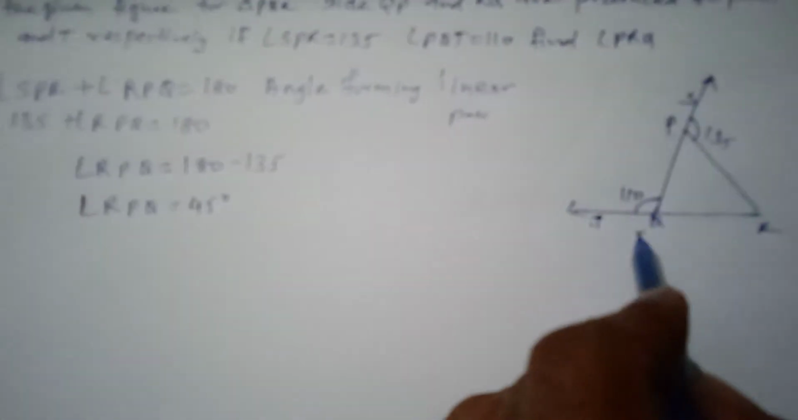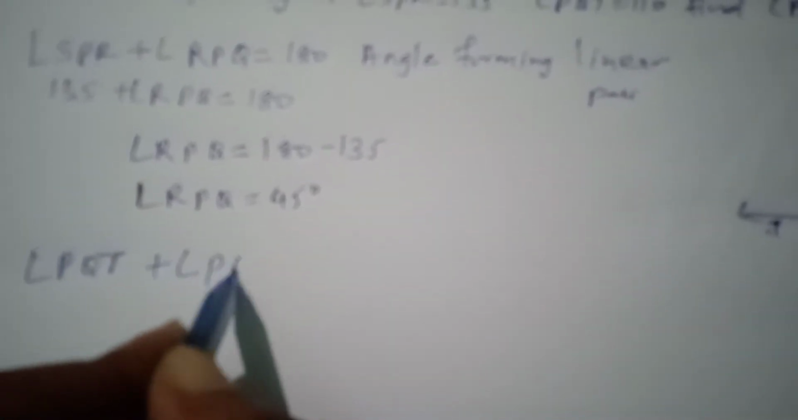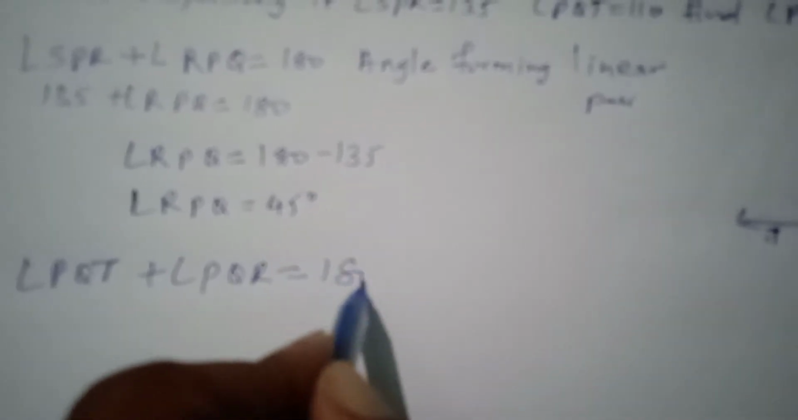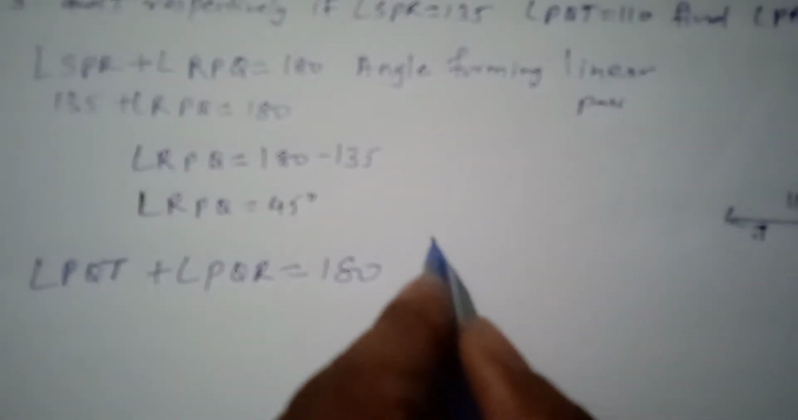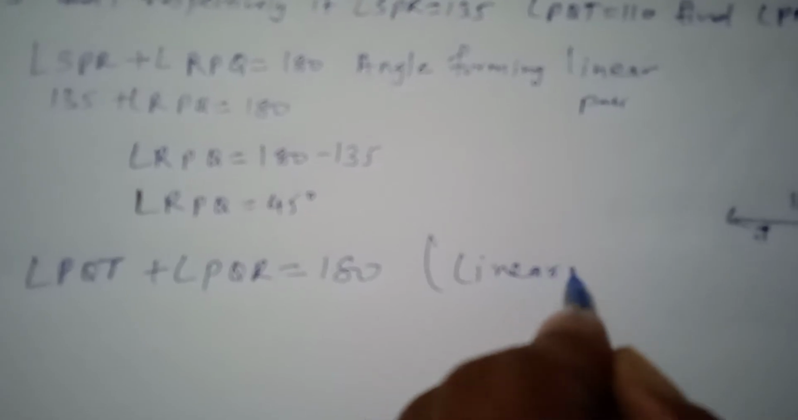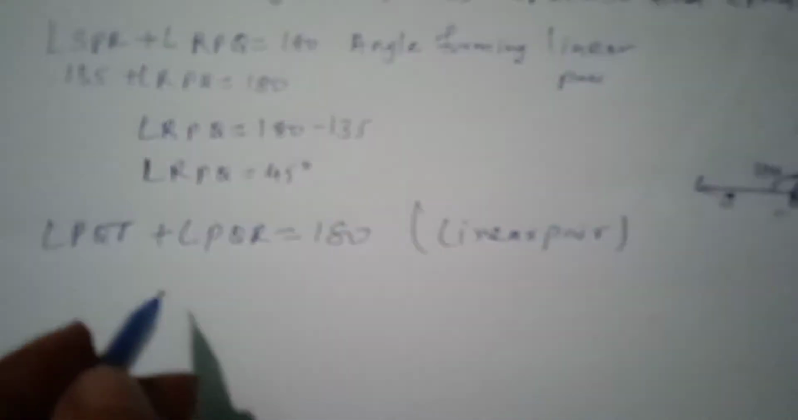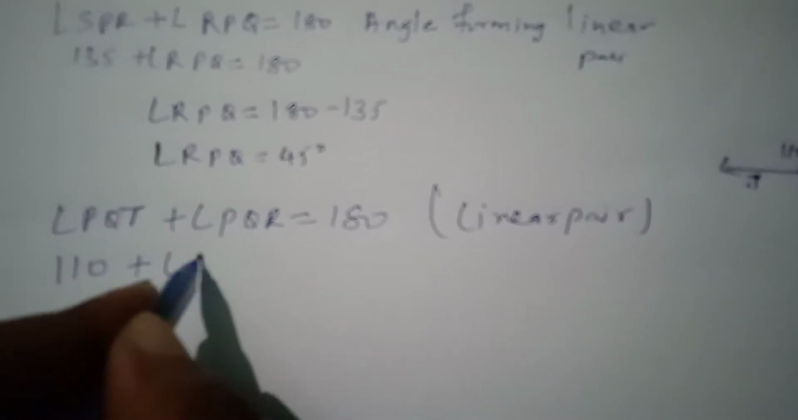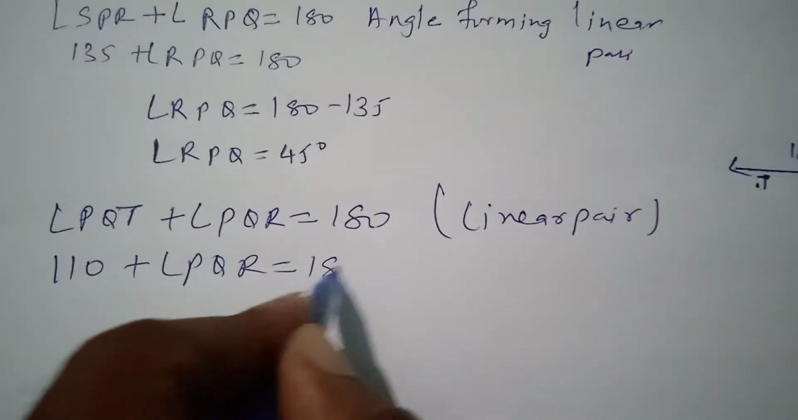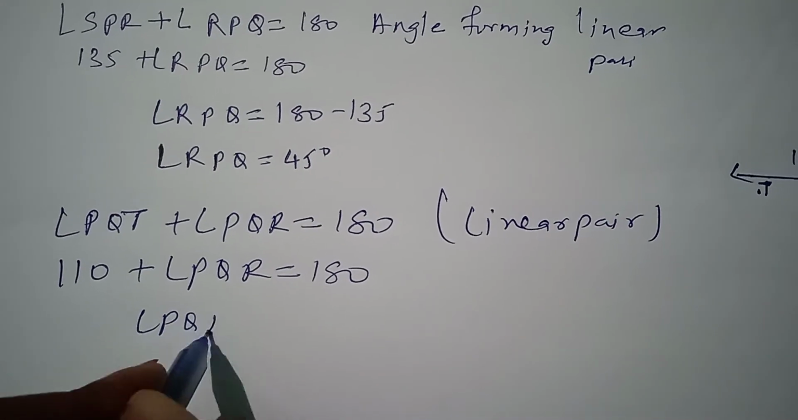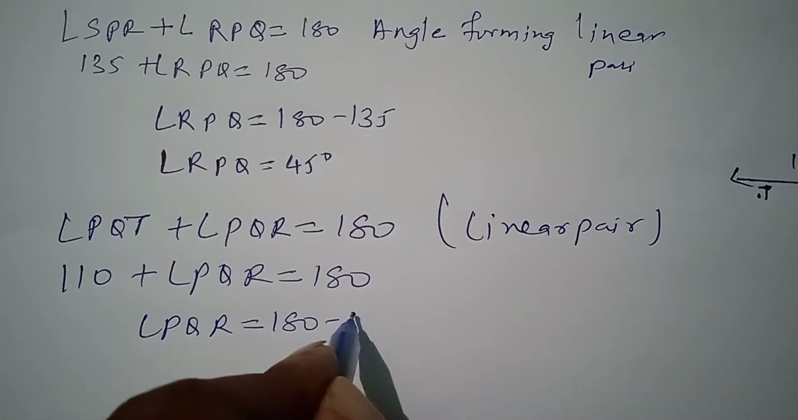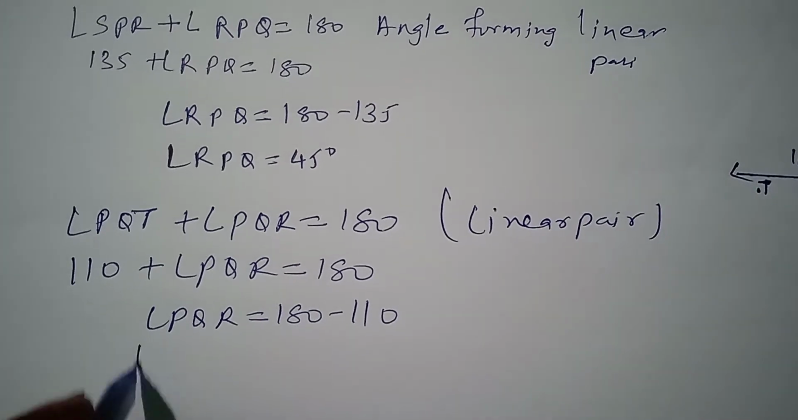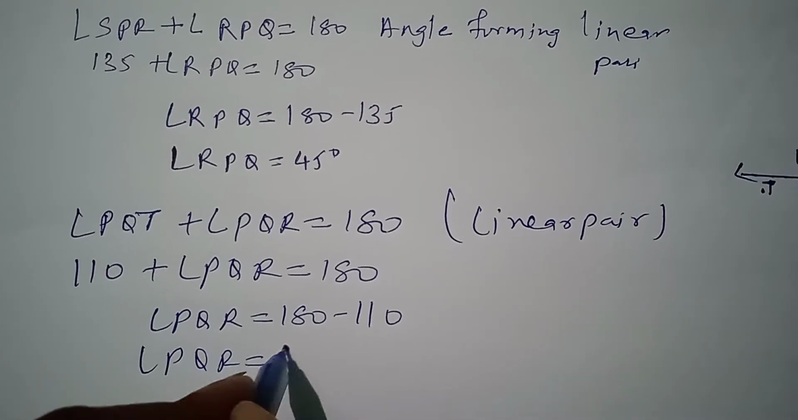Angle PQT plus angle PQR is equal to 180, angles forming a linear pair. Angle PQT is 110. Angle PQR is equal to 180 minus 110. Angle PQR is equal to 70.